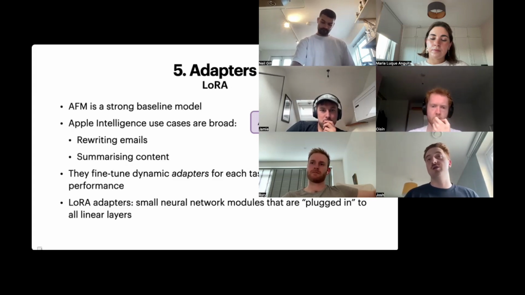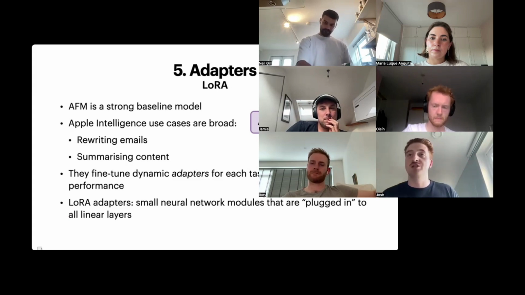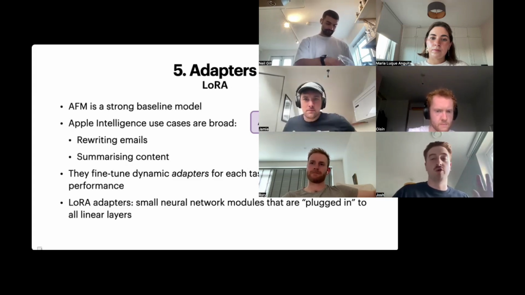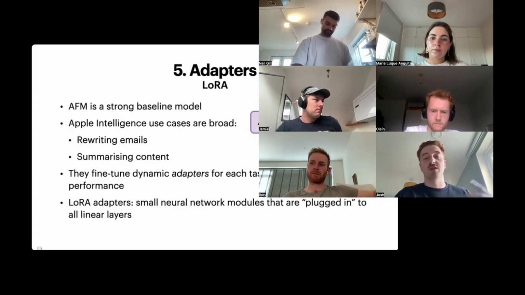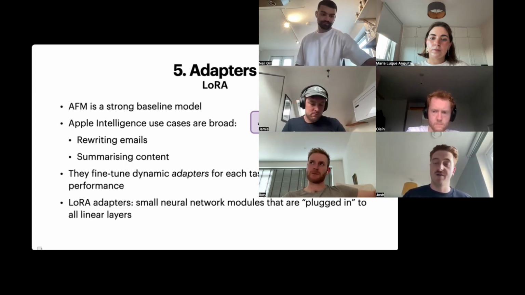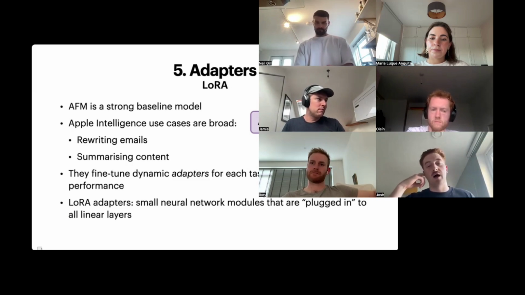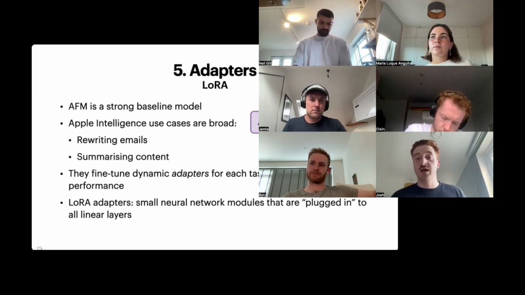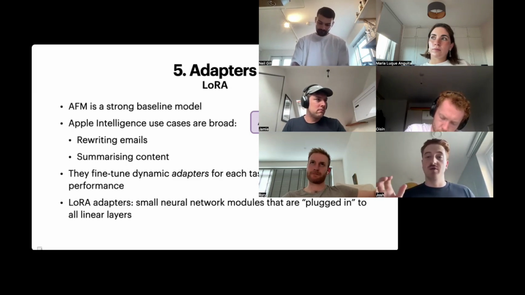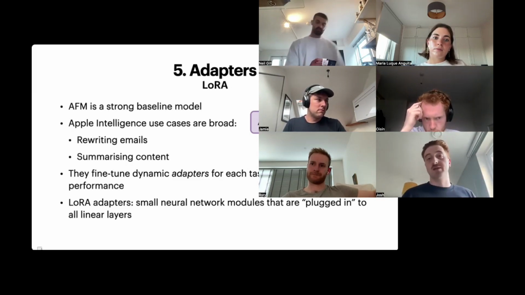What you do is you make use of these things called adapters, which are essentially just small neural network modules that you plug into every single linear layer of the model, in self-attention and just outside of self-attention blocks. Whenever they're doing fine-tuning, they only fine-tune the weights of that module. The underlying weights of the foundation model are never updated.